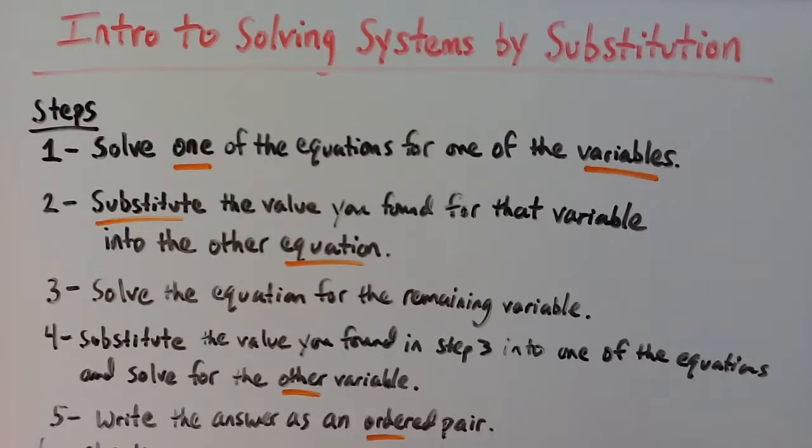Lesson 8.2, Intro to Solving Systems by Substitution. To solve a system by substitution, step 1 is to solve one of the equations for one of the variables. Your goal is to get x equals something or y equals something. It does not matter which variable you solve for. You could solve for x, you could solve for y.